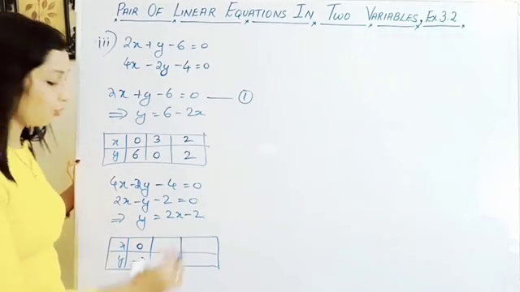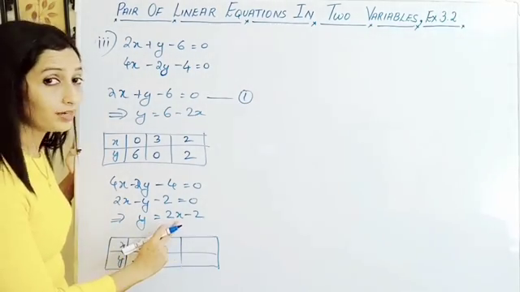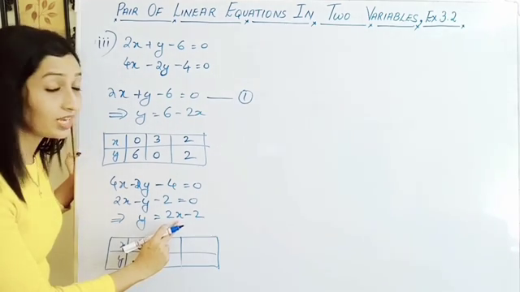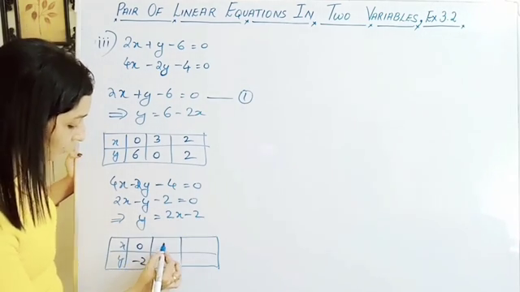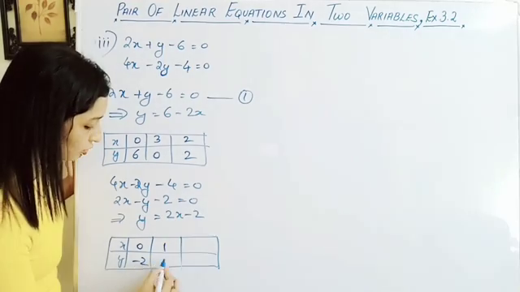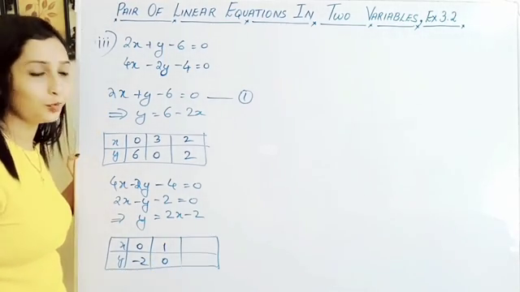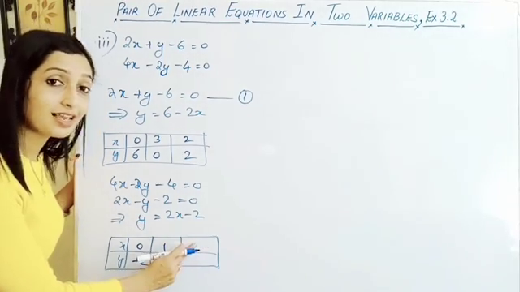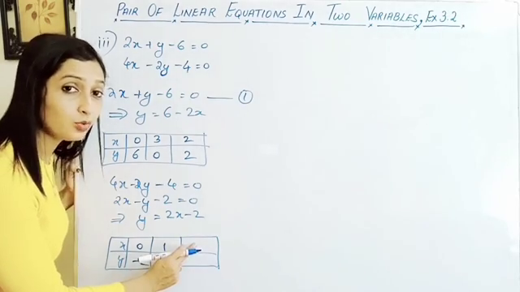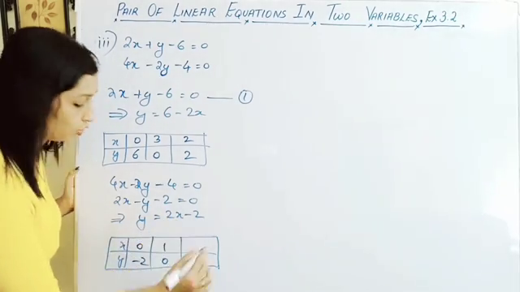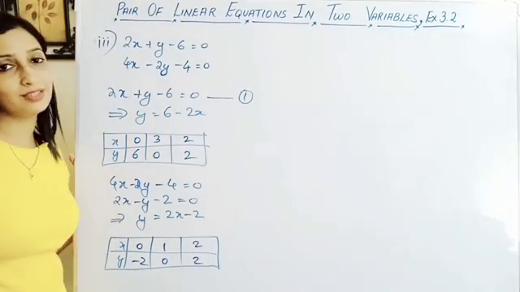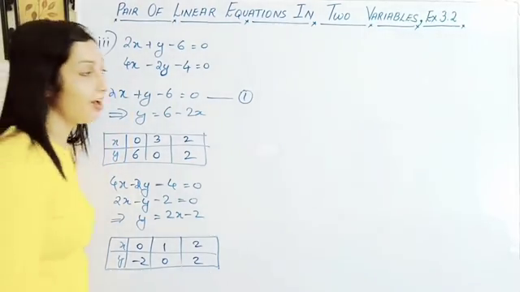Now when x is equal to 1, then what do I get y as? When x is equal to 1, y is 0. Now what is the next point? I can take x as 2. Then I get y as 2. So when x is equal to 2, y is equal to 2. Now let's plot the graph.